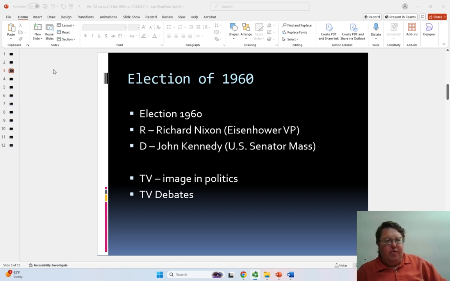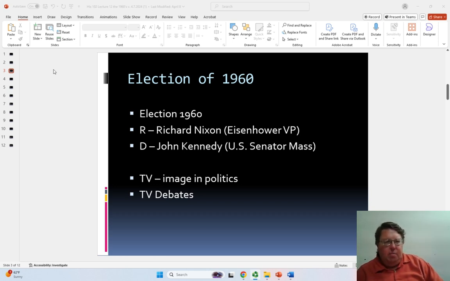In the election of 1960, the Republican Party nominates Richard Nixon. Richard Nixon has been Eisenhower's vice president for the last 8 years. The Democrat Party nominates John F. Kennedy. He has been a U.S. Senator from Massachusetts for several years, for 2 terms.